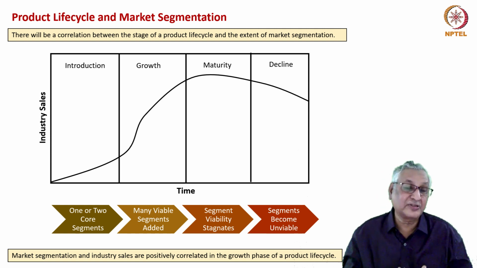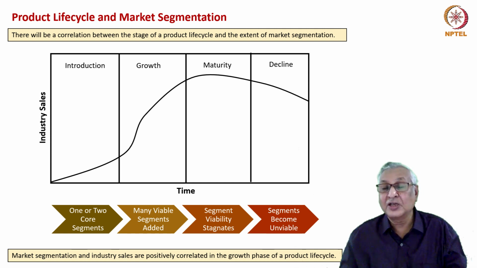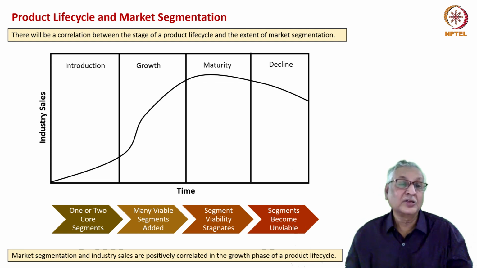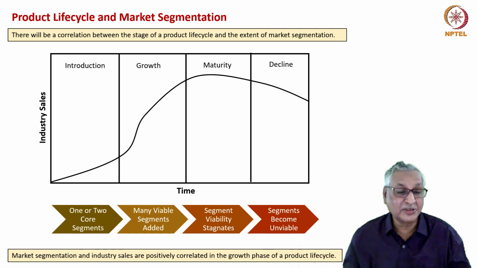Typically, the introduction phase could be 6 months to 1 year, a growth phase could be 1 to 2 years, a maturity phase could be 3 to 6 years, and then there could be a declining phase of several years thereafter. This is plotted against the time dimension and the industry sales dimension.